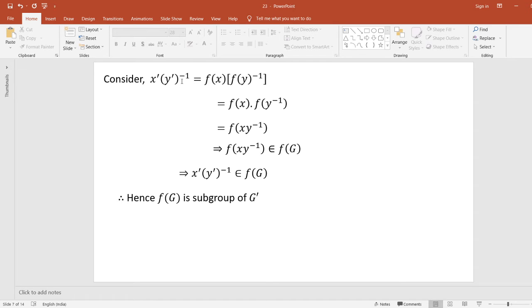Consider x'(y')⁻¹. x' is f(x), we know, so f(x) times (f(y))⁻¹, that is f(x) times f(y⁻¹). So using f is a homomorphism, we can write f(x y⁻¹) like this. f(x y⁻¹) belongs to f(G), right? Then if it belongs to f(G), this left hand side x'(y')⁻¹ also belongs to f(G). That is nothing but f(G) is a subgroup of G'.